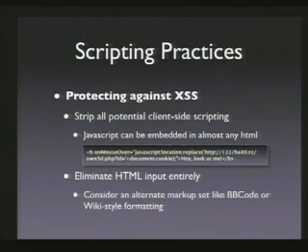This is protecting against cross-site scripting. Basically, the first thing is that you need to strip all potential client-side scripting out of any input that you get from the user.